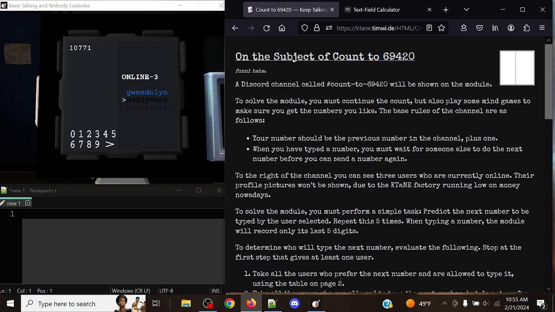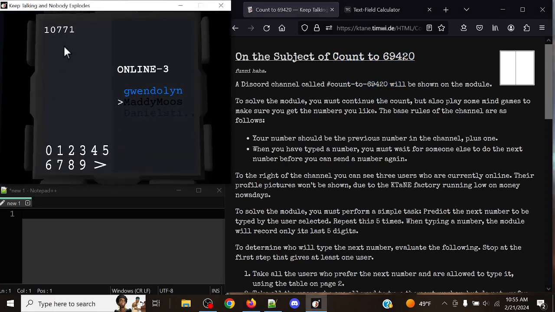A Discord channel called #Count-to-69 420 will be shown on the module. And as we can see here, we have a number up in the top left. We've got numbers that we can interact with down at the bottom here, and we have 3 members of the KTANE community online over here.